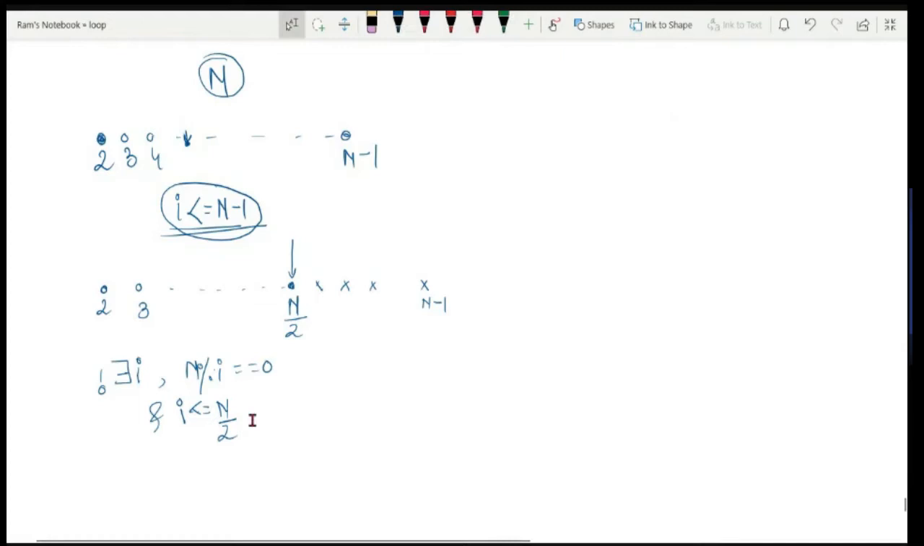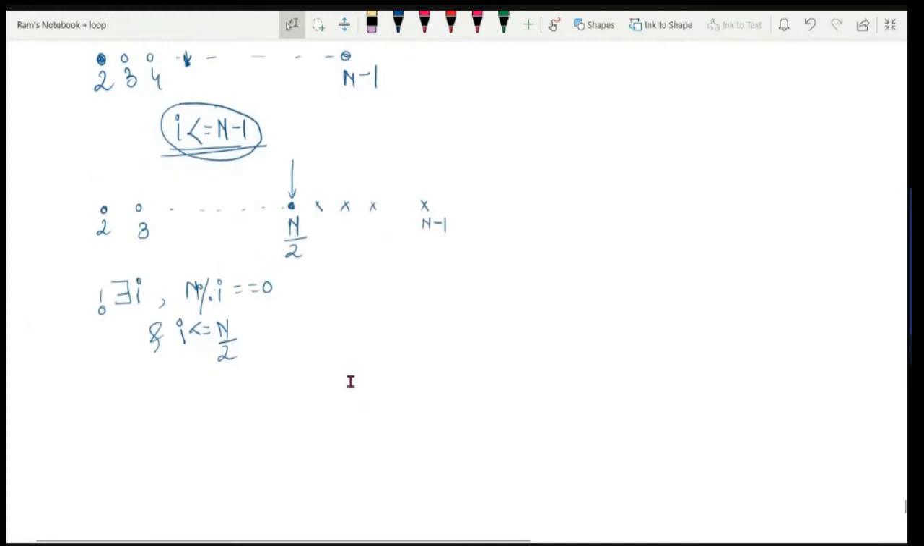That is our intuitive idea. Intuitively you can say that the solution cannot be here. If up to n by 2 there is no solution, there is a huge chance that the solution is not there in this range also. Now, how can we mathematically say that?